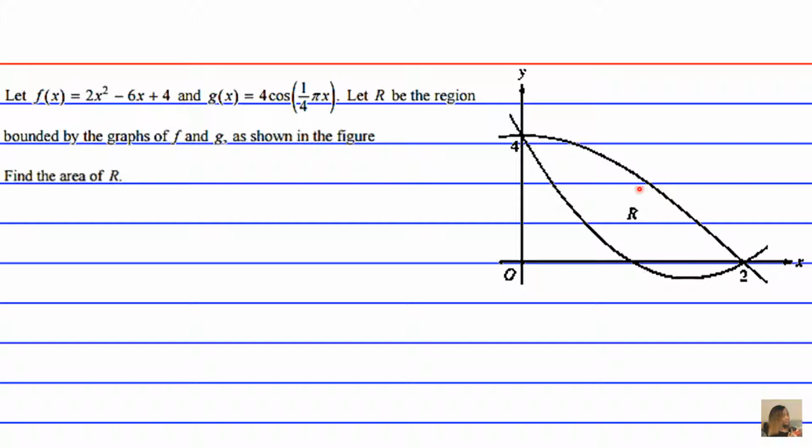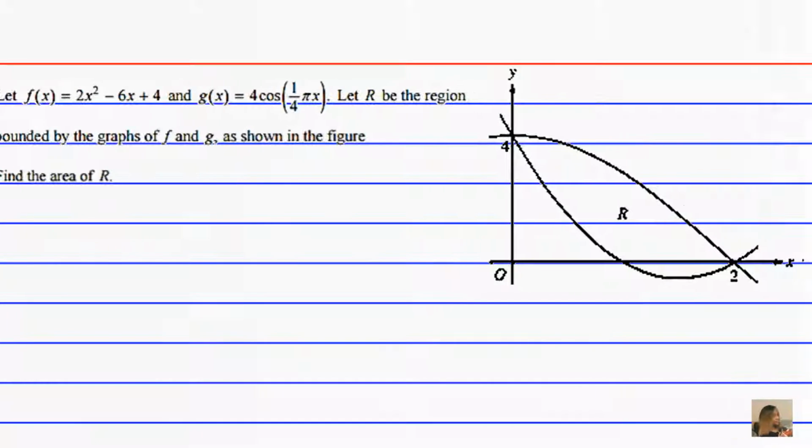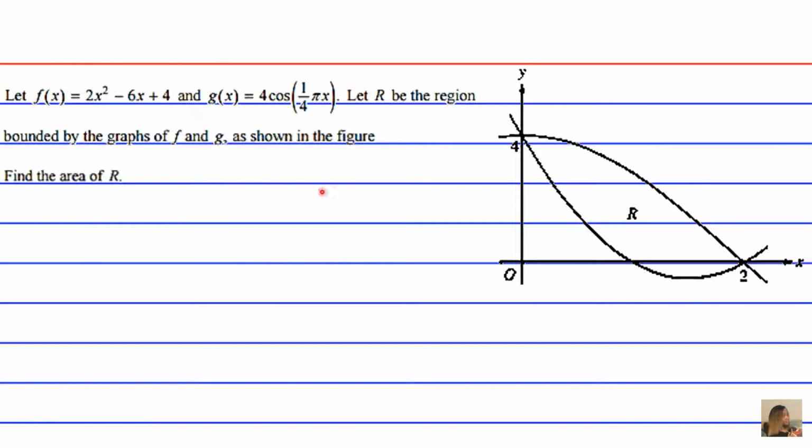So how would you go about doing this? I'll give you a moment to think. It's pretty straightforward. In order to find the area of R, we're obviously going to have to integrate. For some people that might not be so obvious, but just think about it. The area under the curve is always equivalent to the integral of a function.